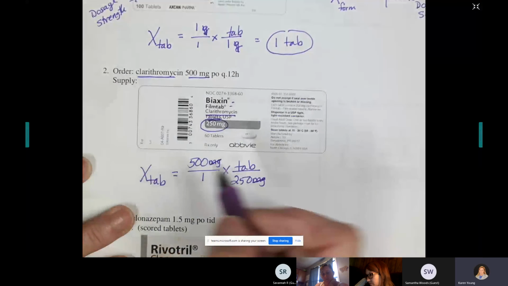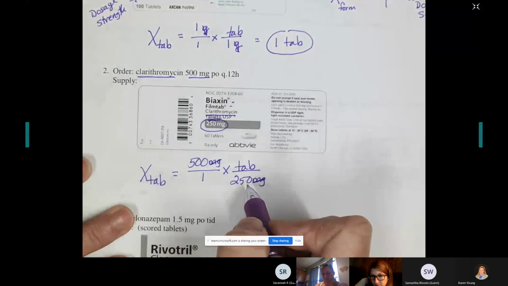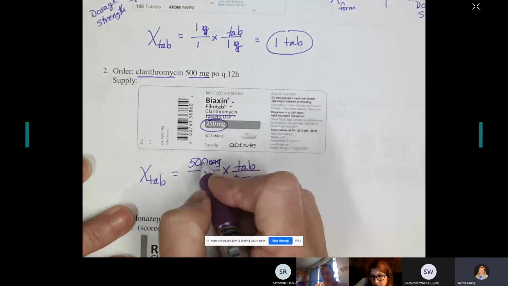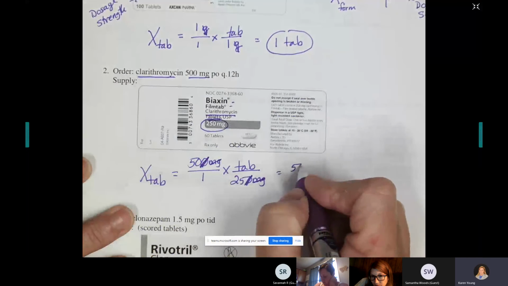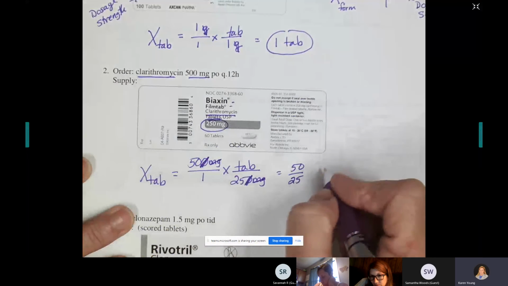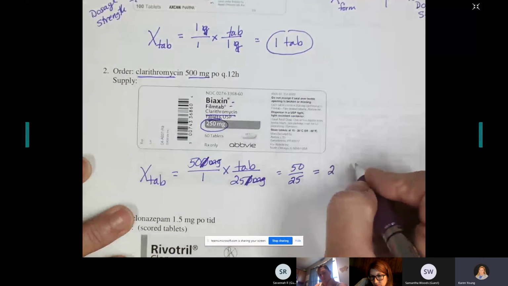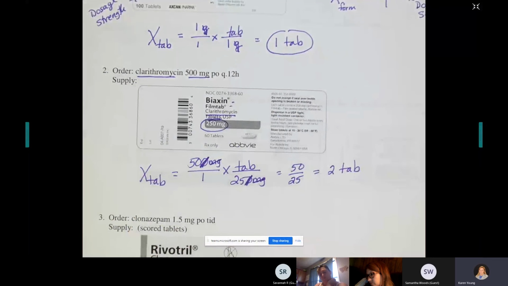Then we can do this 2 ways. You can take 500 divided by 250. I can also cancel a 0 because I got a 0 on top and a 0 on bottom. So now I have 50 over 25. So 25 goes into 50 2 times, and that means that I'm giving 2 tablets. Now you can use a calculator on this, okay, because some of these numbers will get kind of weird, but the more you can do in your head, canceling, the better you'll be, the better nurse you will be.